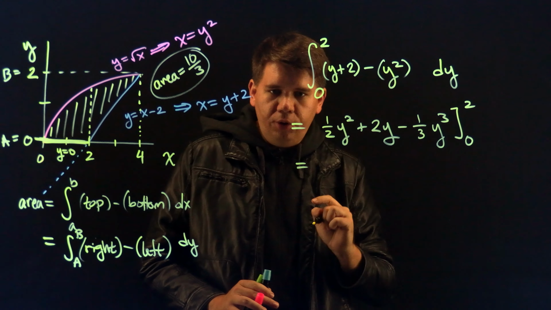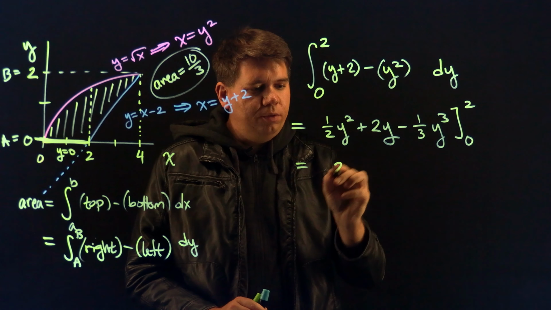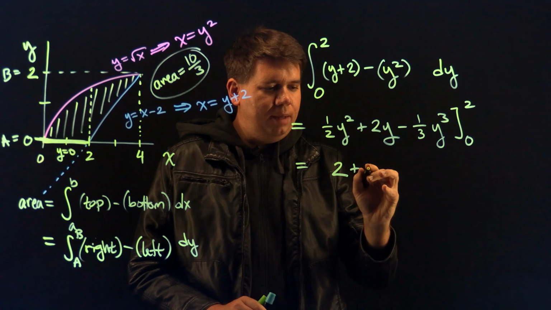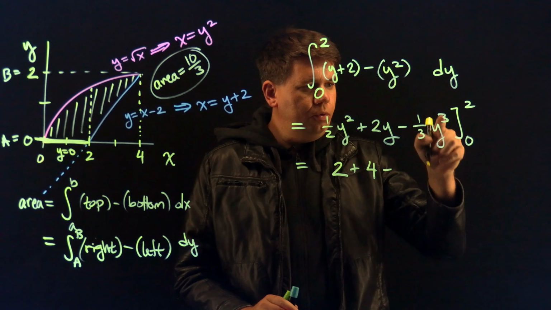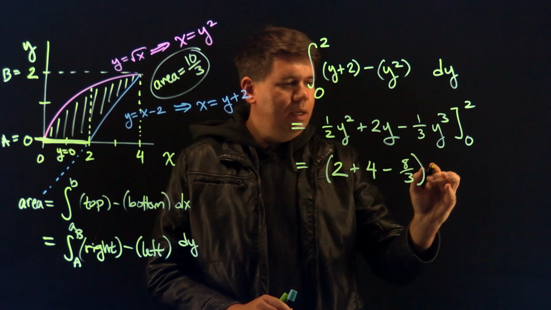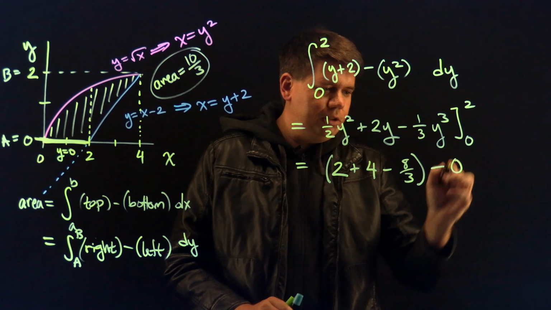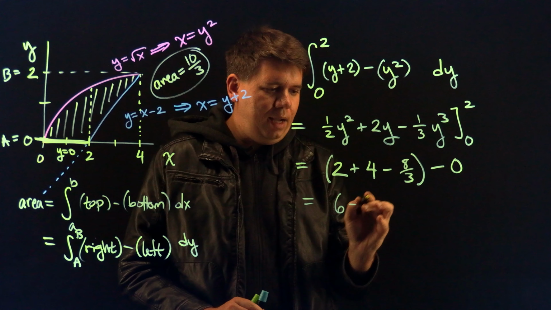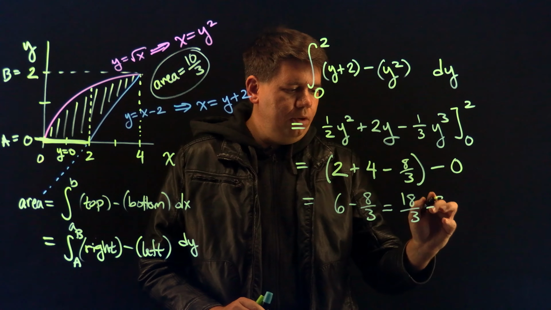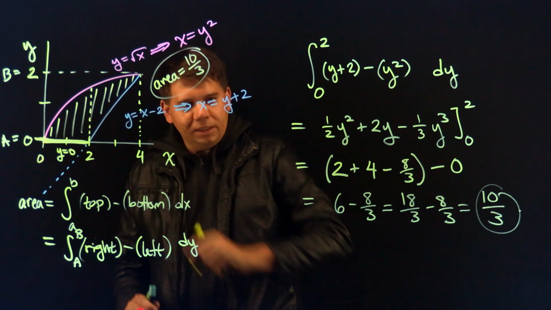You plug in the 2, you get 1/2 of 2 squared. 2 squared is 4, so half of 4 is 2. Plus, plugging in 2, 2 times y is 2 times 2, that's 4. Minus 2 cubed is 8, so this is 8 over 3, 1/3 of 8. That was plugging in 2. Minus, now let's plug in 0. Well, plugging in 0 is just going to give you zeros everywhere, so that's just minus 0. So you end up with 6 minus 8 thirds. Oh, what's that? 6 is 18 over 3. So it's 18 over 3 minus 8 thirds. And sure enough, it's 10 over 3, just like it was before.